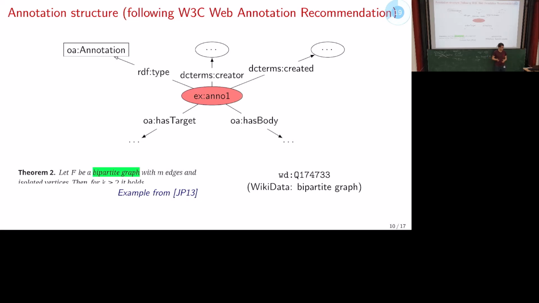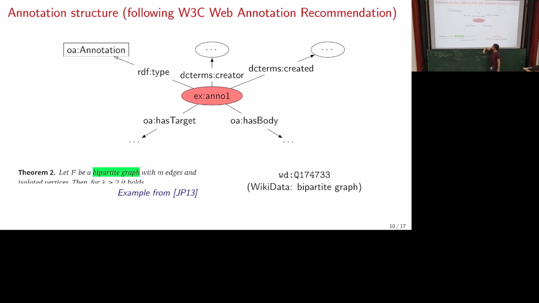I want to briefly show you the rough idea of it. According to this recommendation, we make a node for each annotation, and then we can attach information to it. Who created it, when, if we want to have these kinds of meta information. And then there's a target and a body that carry the main information. The target says, this bit of the paper I want to annotate. And the body says, I want to attach this kind of information to it.